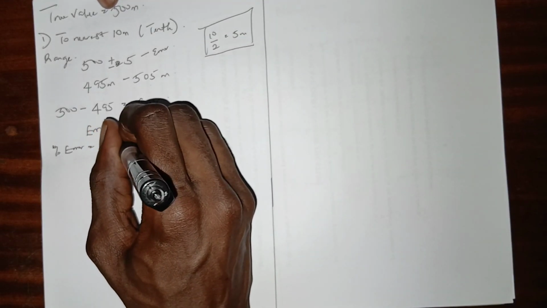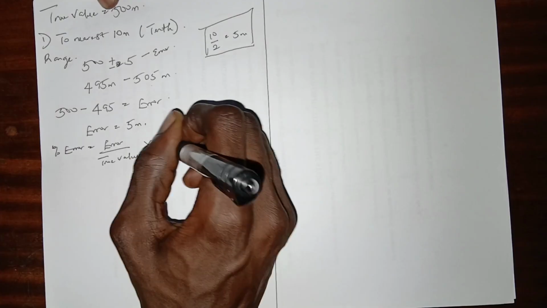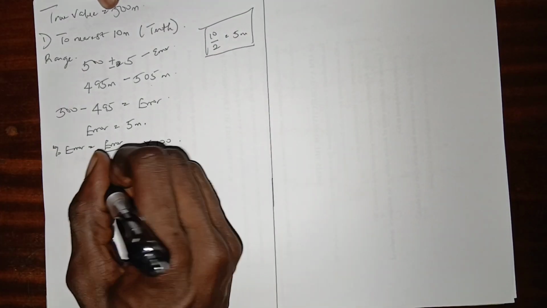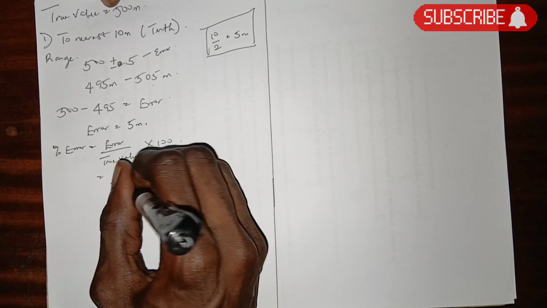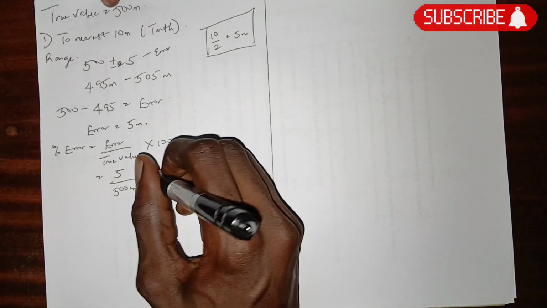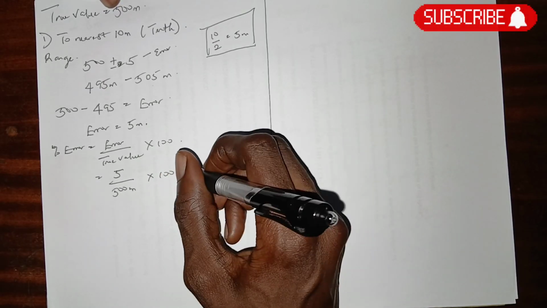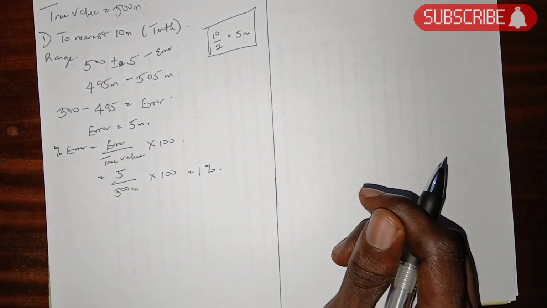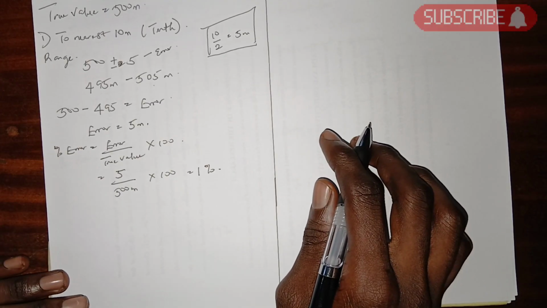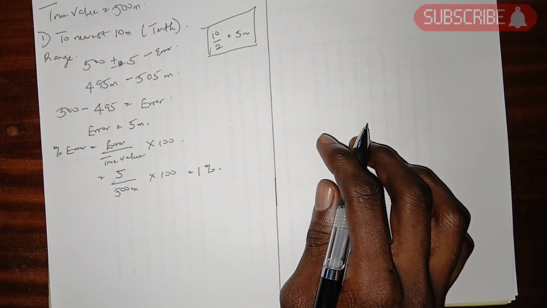So you can just go ahead using the percentage error formula. The percentage error formula is error over true value times 100. So that is 5 over the true value 500 meters times 100. Our answer is 1%.